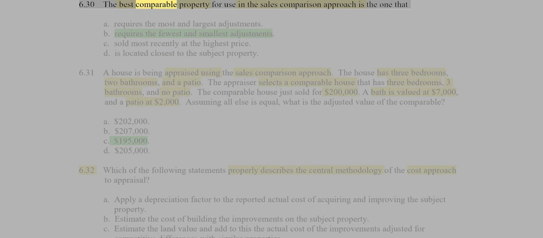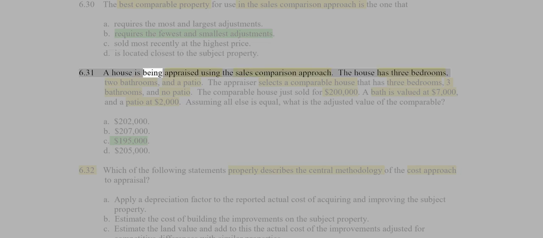6.30 The best comparable property for use in the sales comparison approach is the one that A. Requires the most and largest adjustments. B. Requires the fewest and smallest adjustments. C. Sold most recently at the highest price. D. Is located closest to the subject property.